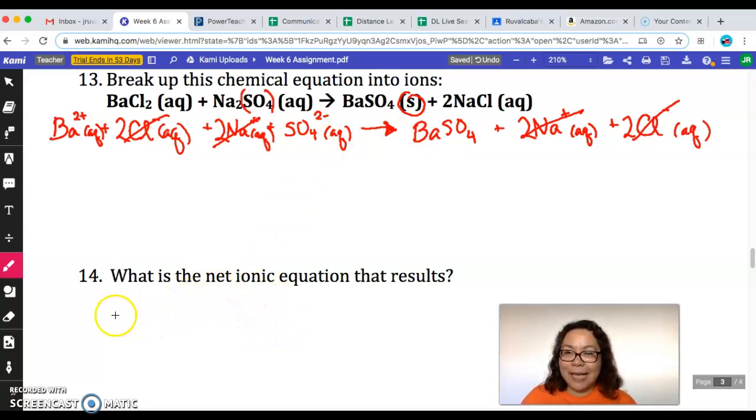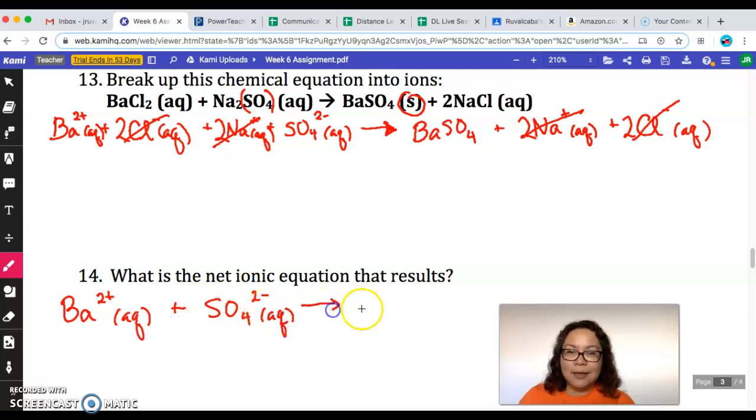So all that's left will be the net ionic equation. All that's left after you cross everything out is the net ionic equation. So you rewrite this as barium, aqueous, plus SO4, also aqueous. And the result is barium sulfate. And that is the precipitate, the solid that forms.